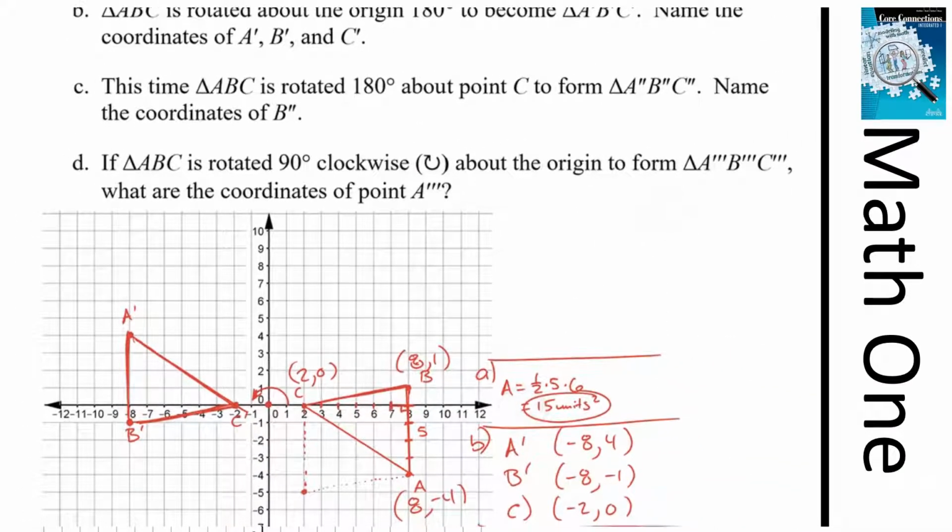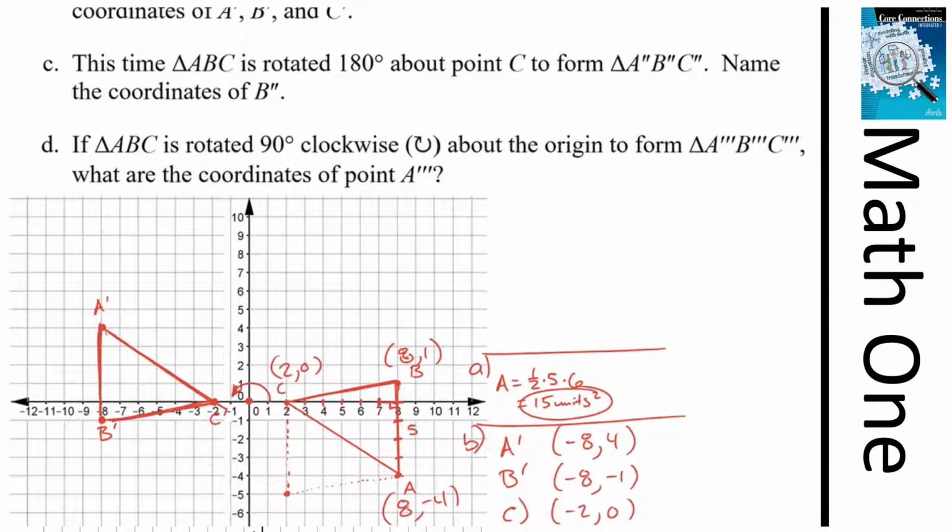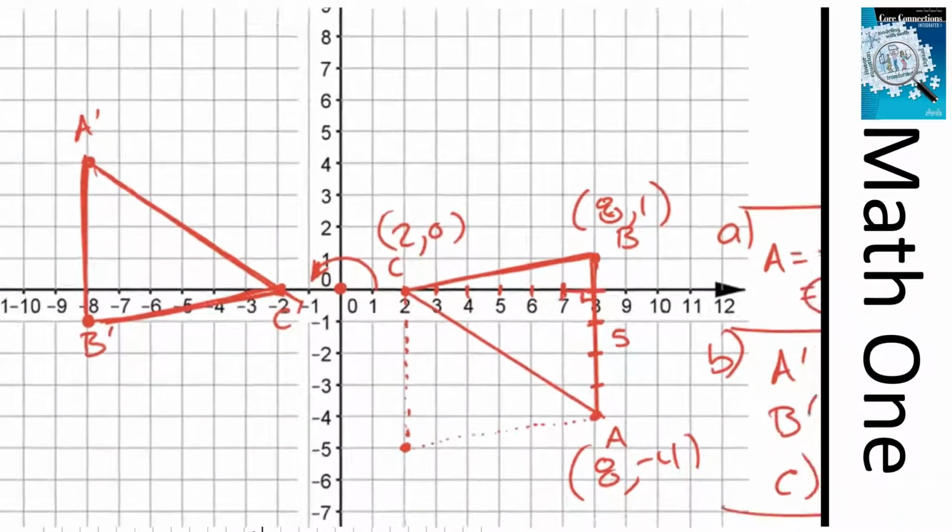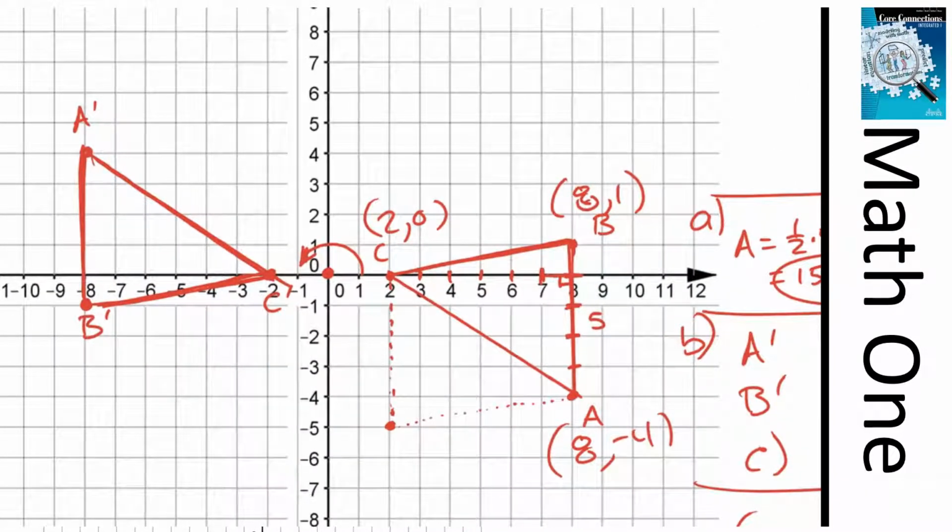C says, this time, triangle ABC is rotated 180 degrees about point C to form a triangle A double prime, B double prime, C double prime. Name just the coordinates of B. Okay, so let me do this with a different color. So this time, my rotation point is not the origin, but it's this point that I've marked in green. And when I rotate it around, I believe that B is going to land, that's interesting.